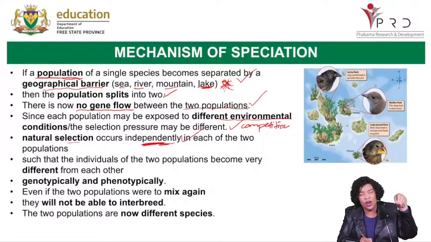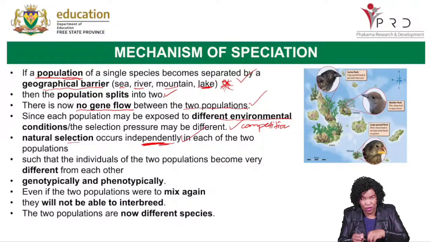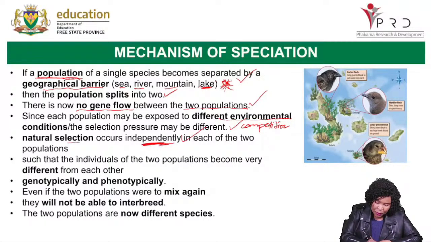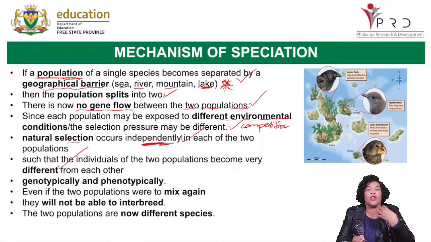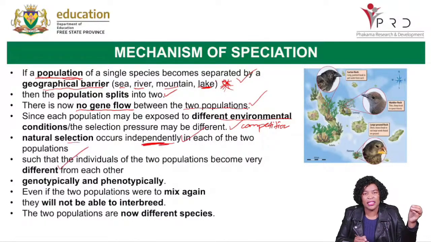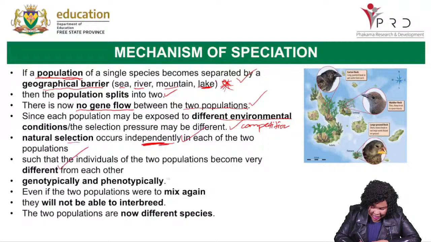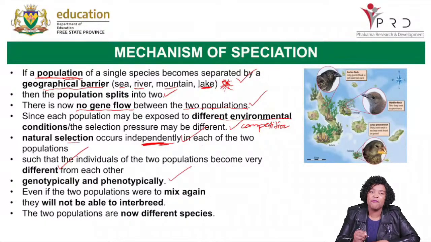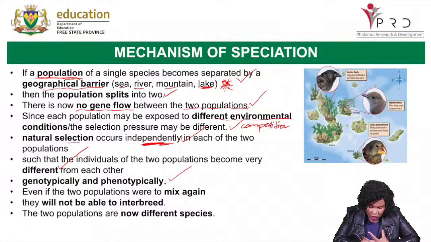Independently, meaning it's going to occur in the first population and also in the second population that have split from the original, such that the individuals of the two populations become very different. Just for writing that the individuals of each population are going to be different, you get a mark for that. And then once they are different, how are they different? You explain. They are different genotypically and phenotypically. You get another mark for saying that.